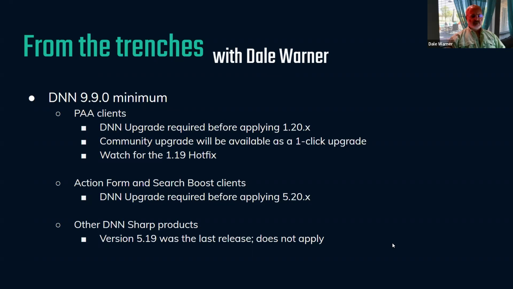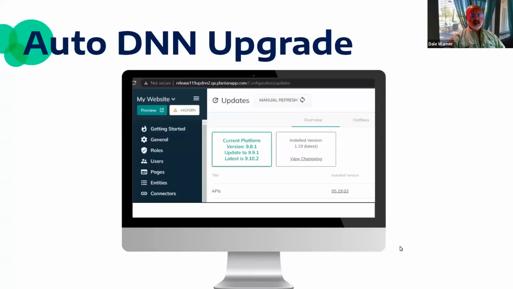For our action form and search boost clients, if you don't have that available, you'll need to upgrade DNN before going to the 5.20 version of the products. And version 5.19 was the last release of all of our other products publicly, so this information doesn't apply. So the automatic upgrade, I found some screenshots in our documentation.